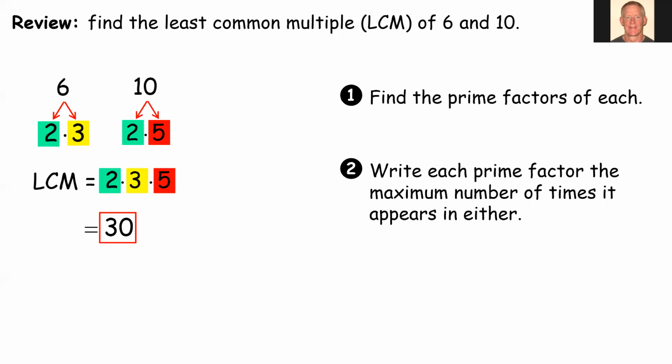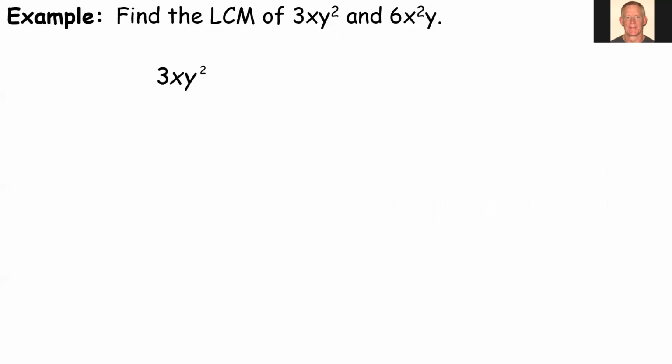There's our LCM. Now, does this process work for expressions that have variables in them? Because to apply this technique of multiplying by the LCM to solve a rational equation, we're going to be doing it where we have variables in the denominator. So let's give this a try. What are the factors of 3xy squared? Well, the 3 we can't factor anymore. It already is a prime. We have 1 x and we have 2 y's.